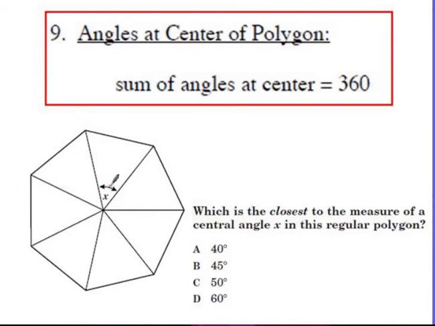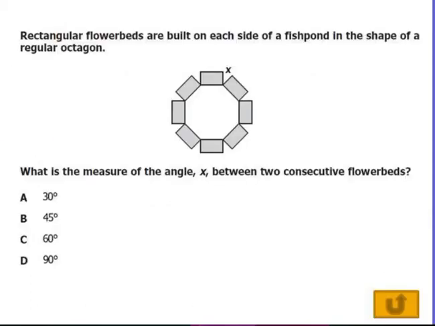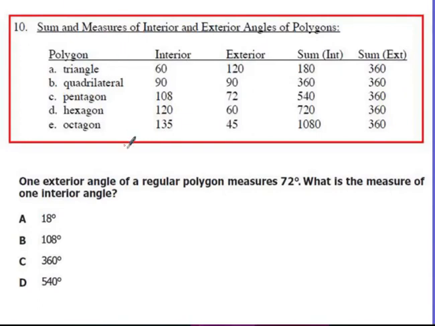If you have all of these angles, they should all add up to 360. Anything that makes a circle is going to be 360. Make sure you know all the names of the different polygons: triangle, quadrilateral, pentagon, hexagon, heptagon, 7, octagon, nonagon, decagon, dodecagon.